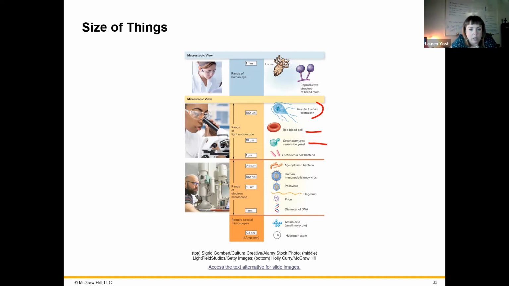We can see all the different sizes, like E. coli bacteria, mycoplasma, and then we can break it down into the viruses. Like poliovirus is a very small virus, the flagella of a bacterium, and how it compares to poliovirus. Prions, which are literally just protein. We'll talk about those because those are interesting. And then we have the diameter of DNA compared to that, and then amino acids and then hydrogen atoms as far as that goes. So this is just showing you the scale of everything. This is not to scale. I want to be clear about that, but it is describing the scale to you.